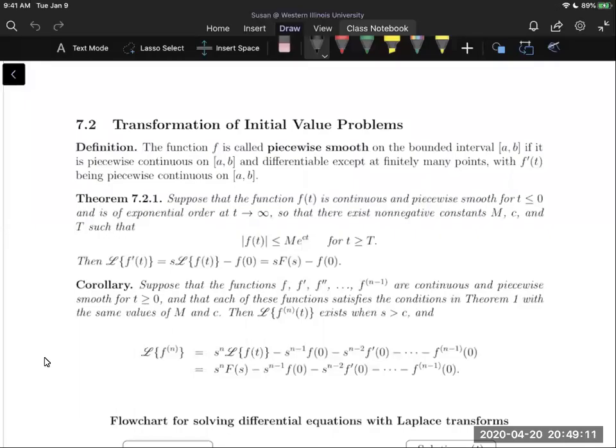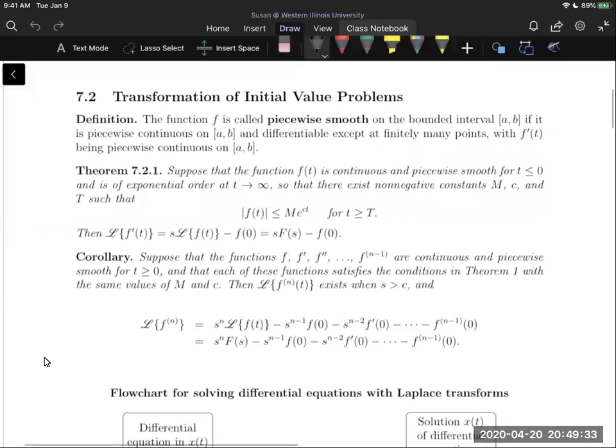In this final video lecture, we will be discussing section 7.2, transformation of initial value problems. This section is going to focus on the concepts that we learned in section 7.1 regarding Laplace transforms and their inverses and how they relate to solving initial value problems of differential equations. Before we get started, we need to get a couple of definitions out of the way.